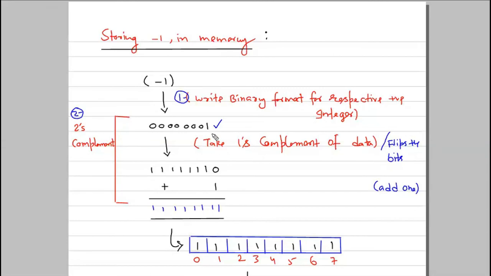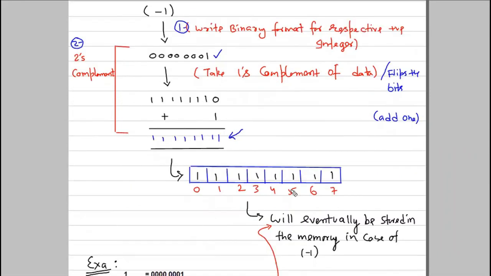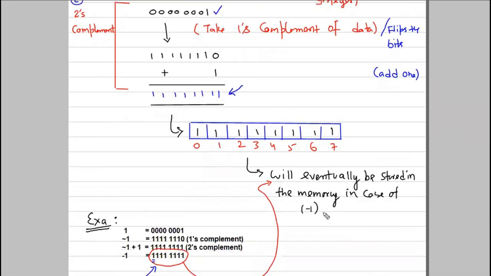If it says 1, it would be 0. If it's 0, it would be 1. And I have repeated the same with each and every bit. After that, you just need to add 1 to get the actual 2's complement. So this is the 2's complement of this. This will be stored like this in the memory. And it will eventually be stored in the memory like this.